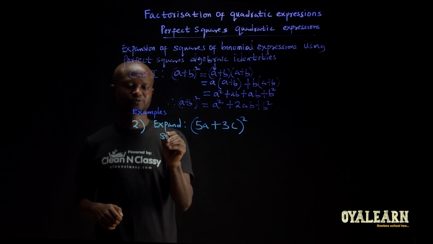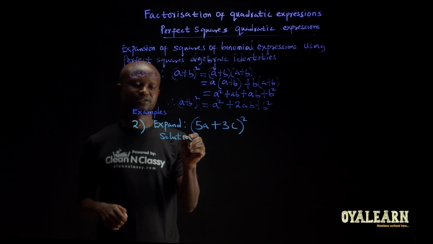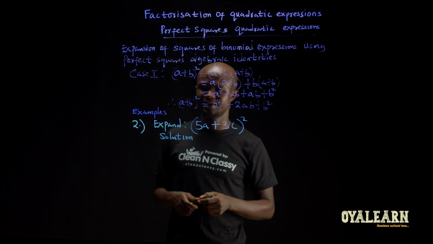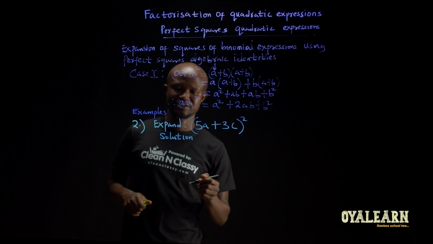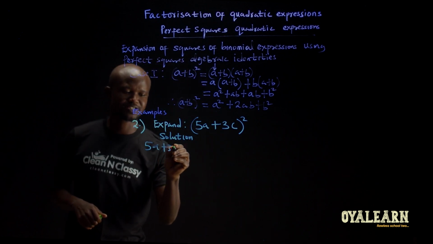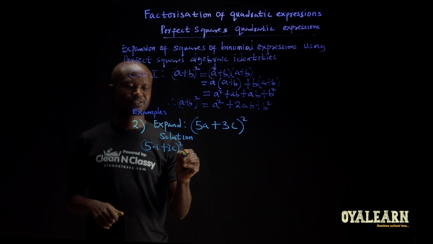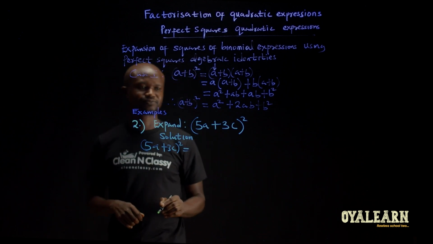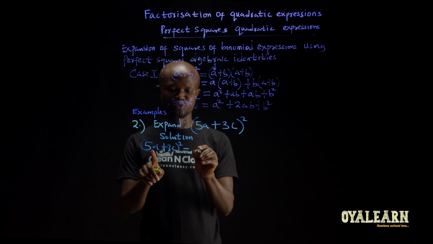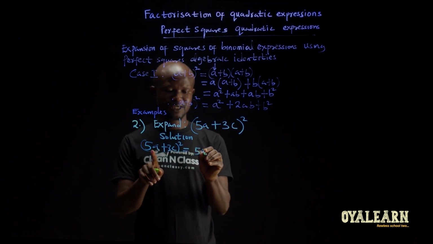Solution. We are going to use the algebraic identity in expanding this. So we have (5a + 3c) squared. This will give us what? Based on what we have here, we take the first one, it will be 5a.